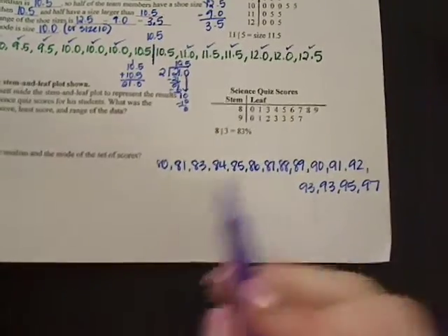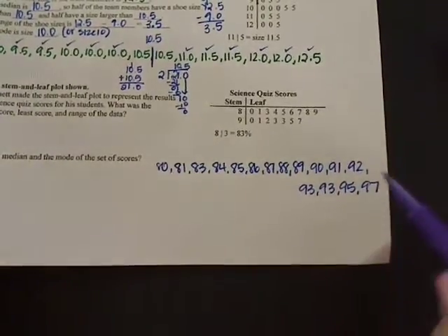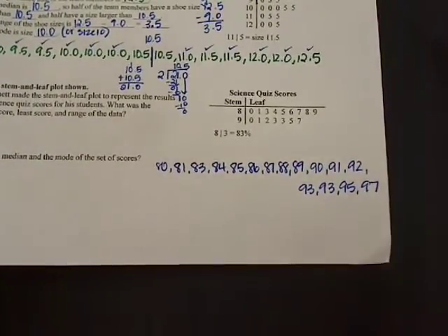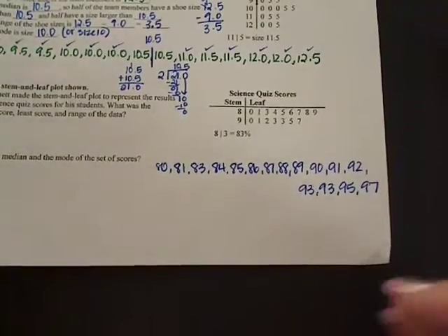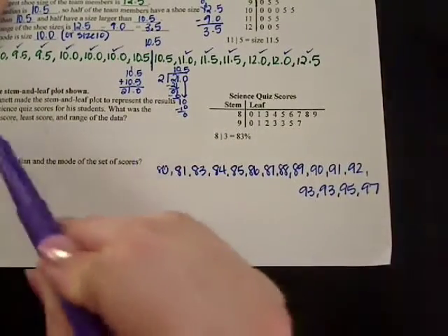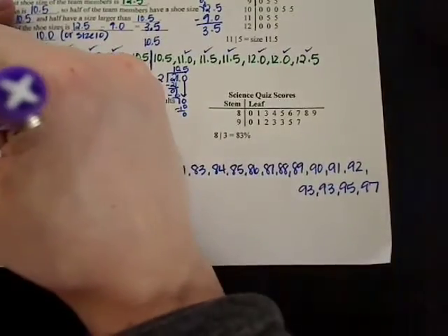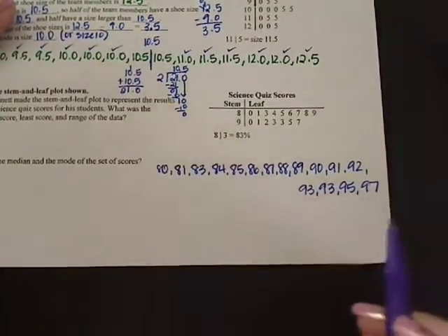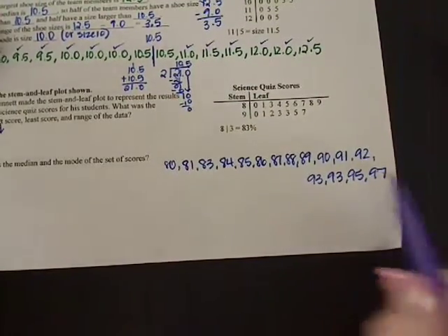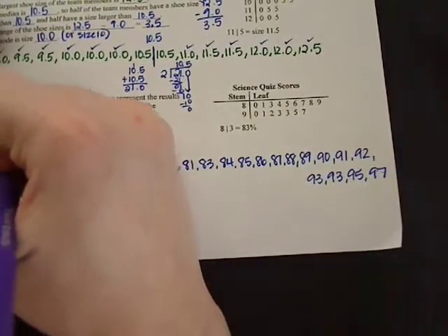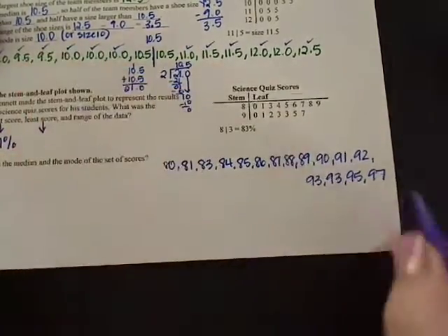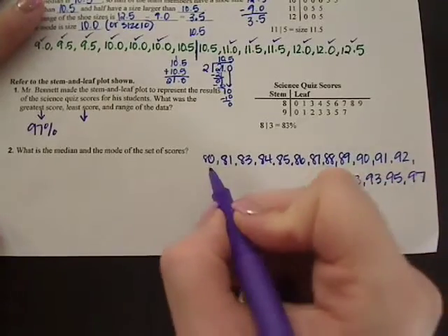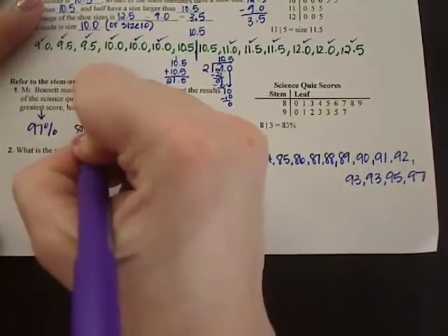And remember when I said I like them all in one line? Well, that'll make sense when we're trying to find the median. You'll see how it can get kind of confusing, but that's okay. Okay, so what was the greatest score? The greatest score, that's going to be my highest score. Well, that was a 97. What was my least score or my lowest score? Well, that was an 80.